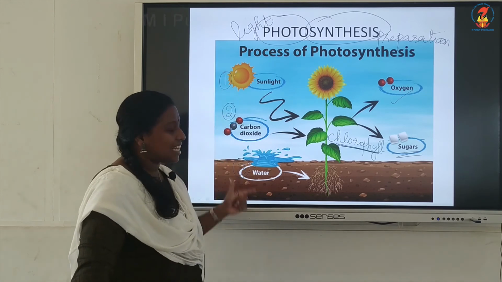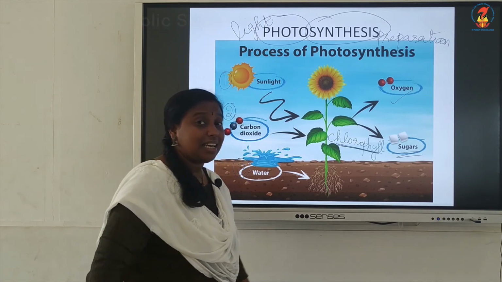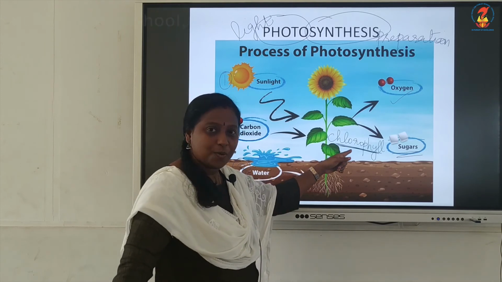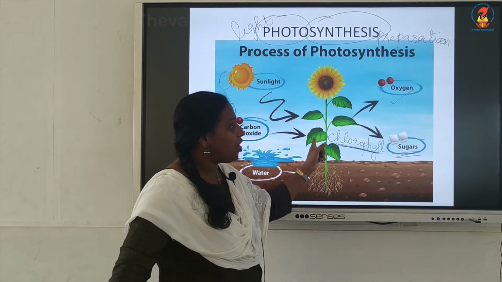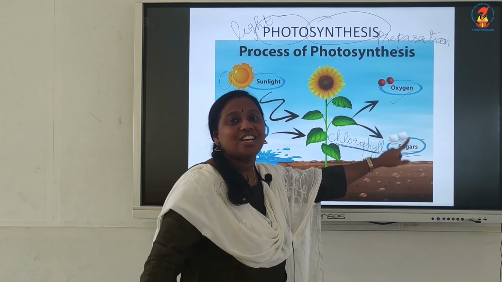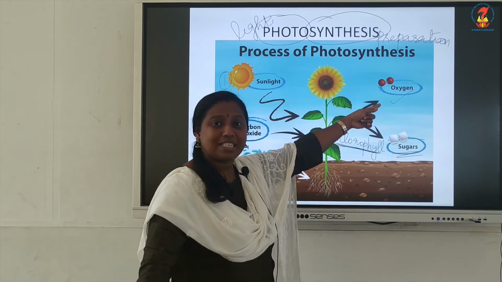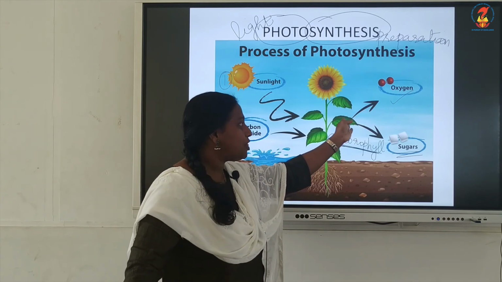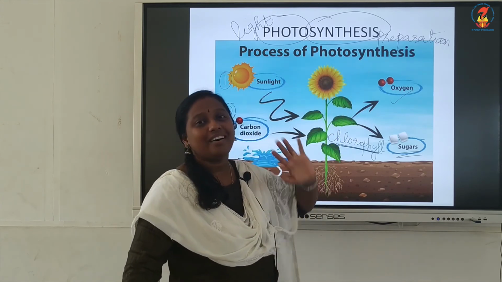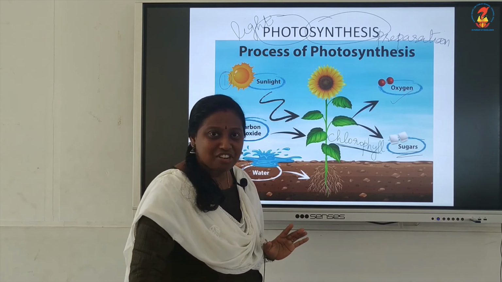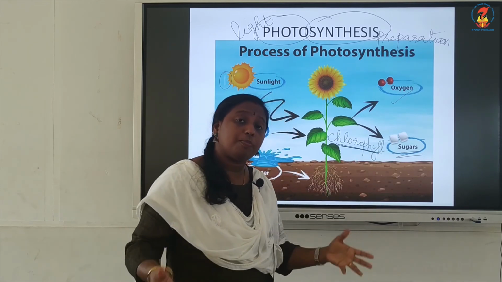Using all these 3 things, inside the green colored substance of a leaf called chlorophyll, the leaf of a plant will be preparing the food called sugar. After this process, oxygen is produced as a waste by the plant, that will be thrown out of the leaf into the air.